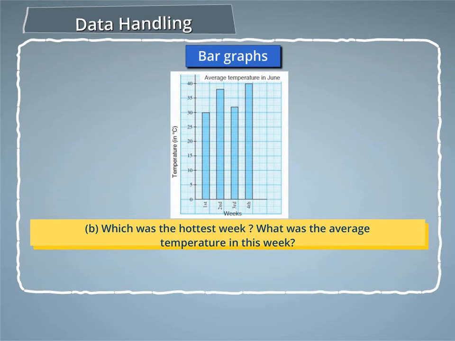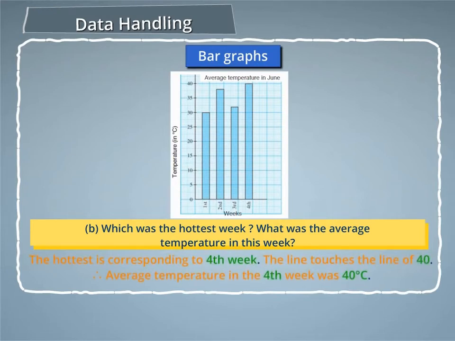Which was the hottest week? And what was the average temperature in this week? In the graph, the hottest week corresponds to the fourth week. The bar touches the line of 40. Therefore, the average temperature in the fourth week was 40 degrees Celsius.